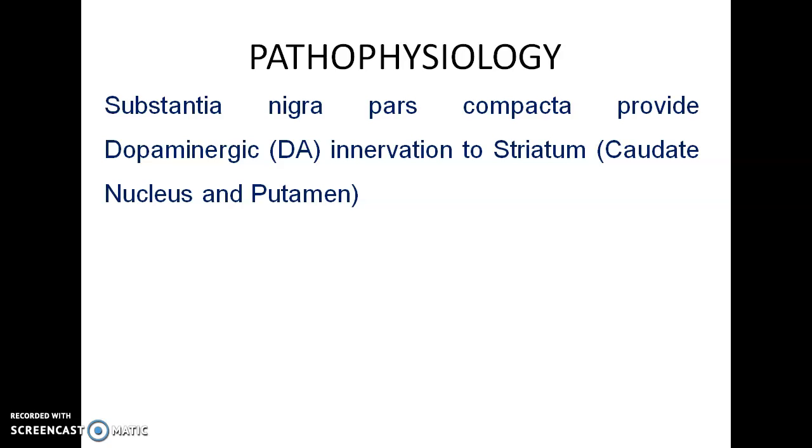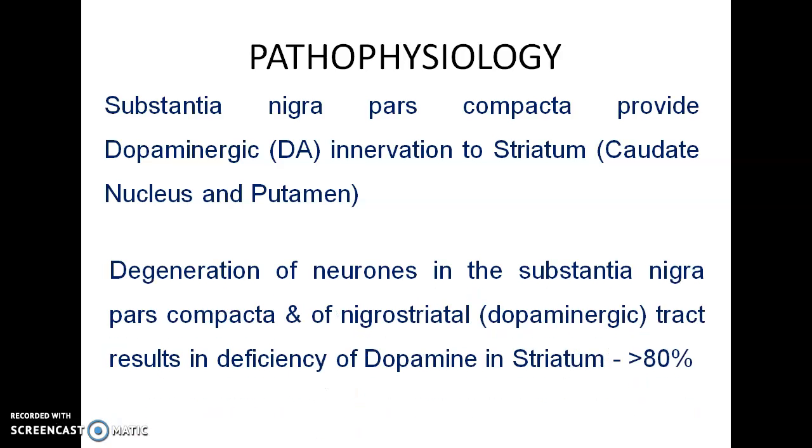Coming to the pathophysiology of the disease, here substantia nigra pars compacta provides dopaminergic innervation to striatum. The striatum is the area which consists of caudate nucleus and putamen. Here degeneration of neurons takes place. So degeneration of neurons in the substantia nigra pars compacta and of nigrostriatal tract results in deficiency of dopamine in striatum to more than 80%.